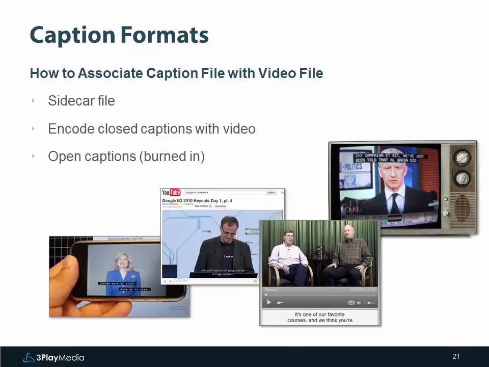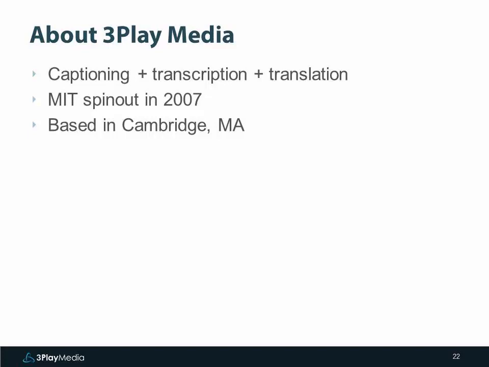As far as associating the caption file with the video file, there are several ways to do that. The most common way is what's called a sidecar file. This means that you have your video file and your caption file, and those two things are kept as separate assets. The video player renders the captions as an overlay on top of the video, but keeps the two as separate files. Another way is to encode the captions in the video asset itself as a separate track, and that allows the users to turn it on or off. In that case, you would only have one file. And the third way is to burn in the captions in the video itself so that they can't be turned off.